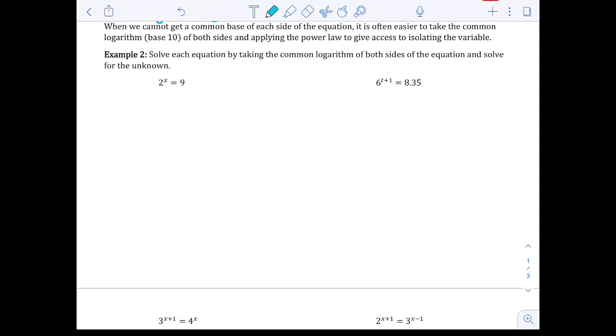It is often easier to take the common logarithm, log base 10 of both sides, and apply the power law. Remember what the power law was? If we have something like log 5 of x to the power of 3, well, the power law said this 3 really can come out front and multiply it. So it becomes 3 times log 5 of x, if there's an exponent on it. So you'll see us apply that rule here.